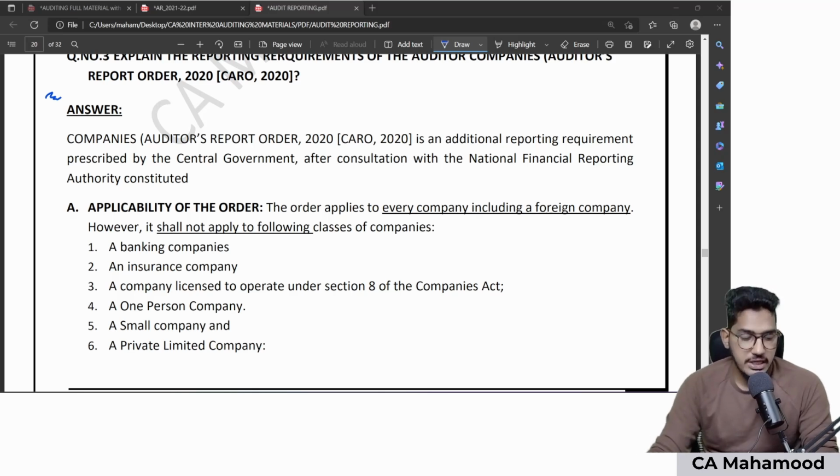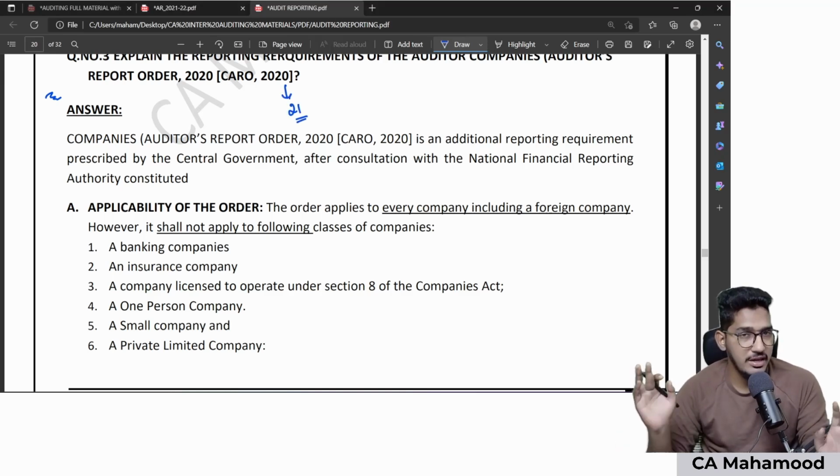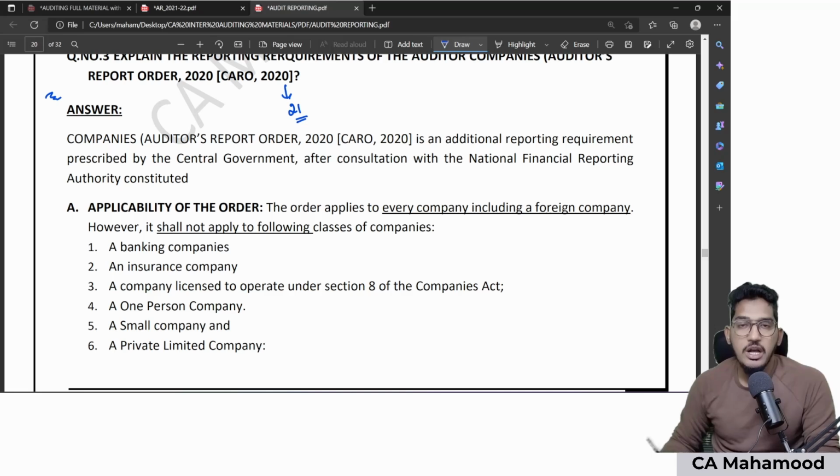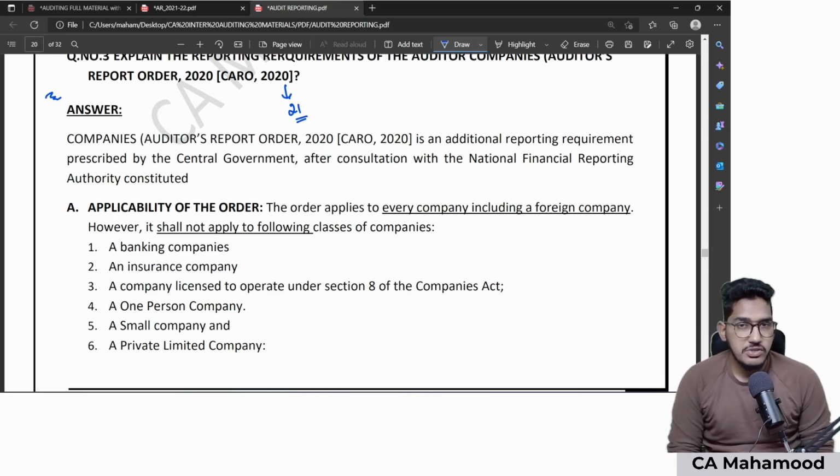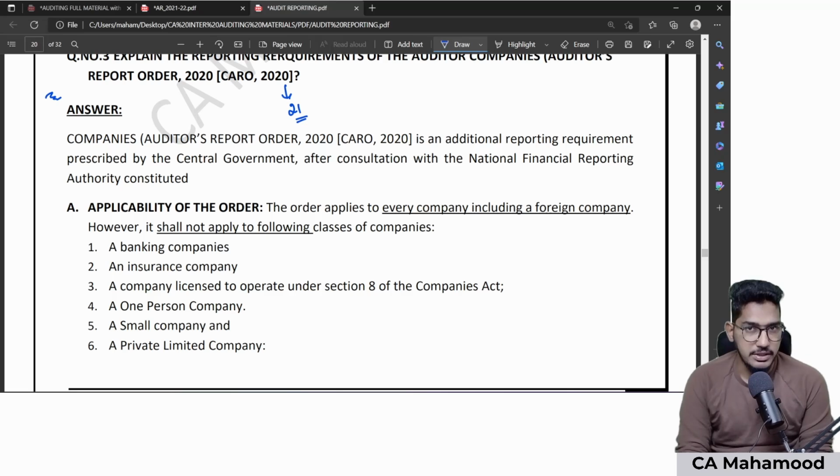So we are going to revise now CARO 2020. And how many reporting requirements are there under this CARO? We have a total of 21 matters which are required to be reported under this CARO 2020. Before we revise those 21 reporting requirements, first we will try to understand applicability.